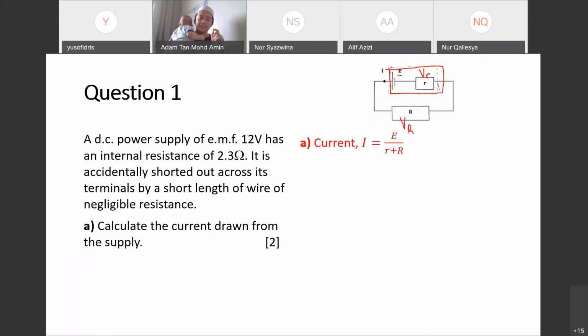Dia kata, it is accidentally shorted out across its terminals by a short length of wire of negligible resistance. So dia short circuit kat situ. Can anyone draw me the wire in which dia akan berlaku je short circuit? In the circuit kat atas tu. Anyone?